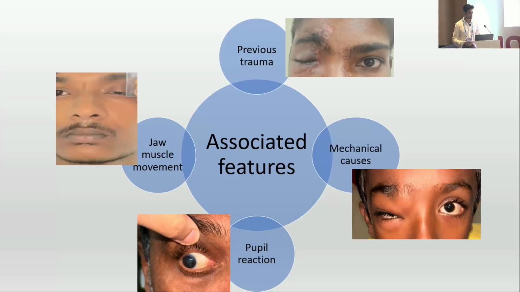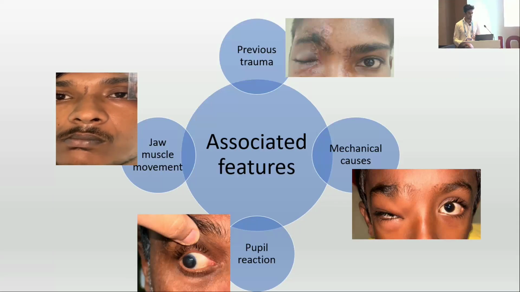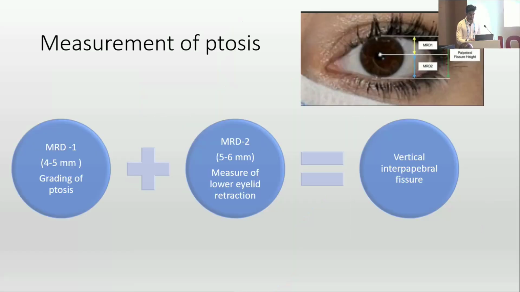Associated features such as previous trauma, mechanical causes, pupil reaction, and jaw muscle movement should be noted down, by asking the patient to move the jaw to the side opposite to the ptosis, which improves the lid retraction on the ptotic side. MRD1 is the single most important measurement used to grade the ptosis. MRD2 measures the lower eyelid retraction, and the summation of these gives the vertical palpebral fissure. MRD3 is the MRD1 in the extreme upgaze.